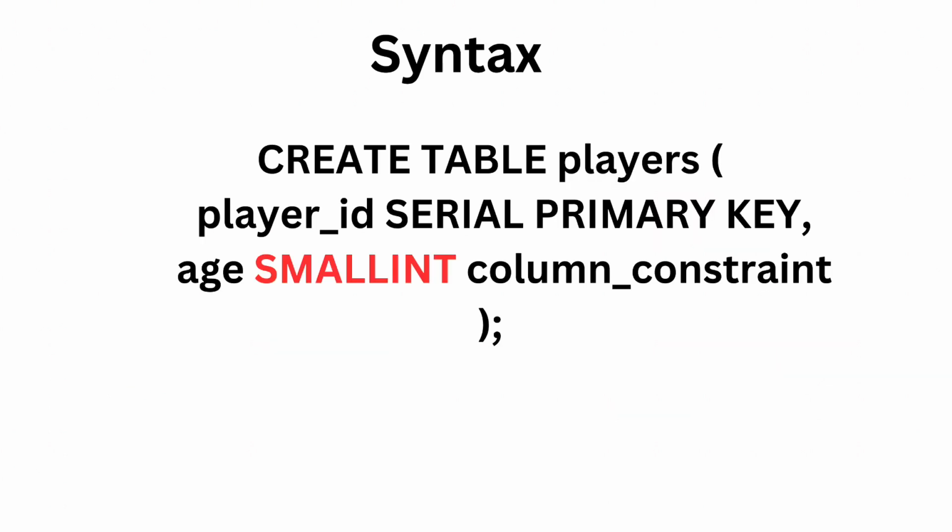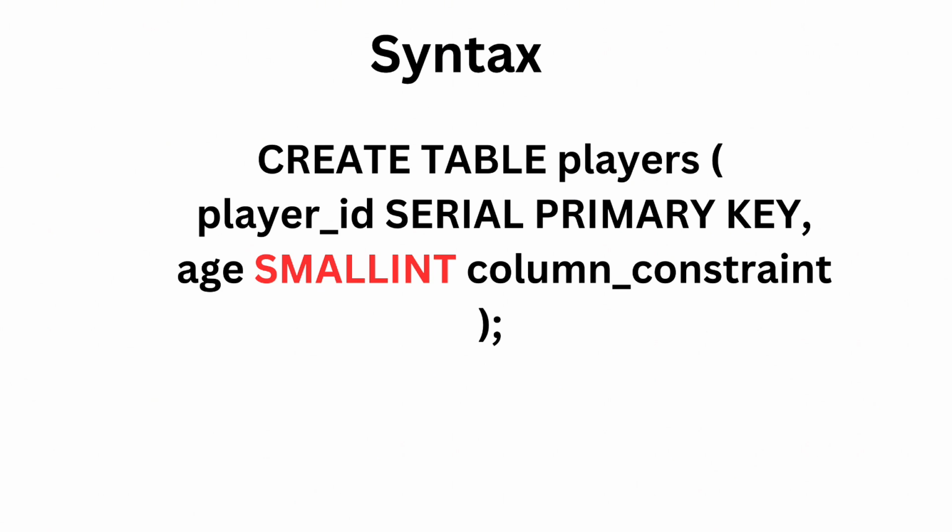So we'll go ahead and say that the data type is a small integer, and then the column constraint can really be whatever you want. But let's imagine that for some reason, the league that these players are playing in is constrained by age. Let's say players that are over 18 can no longer play in this league.